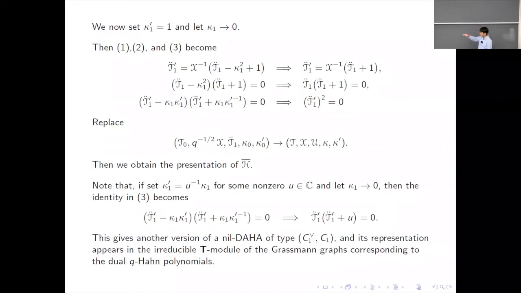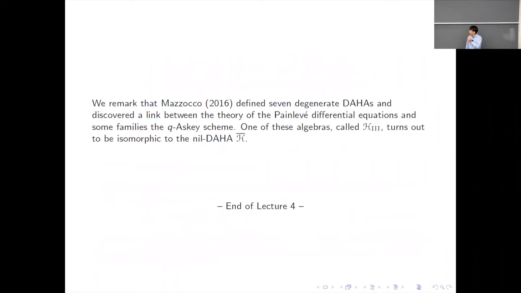And actually this representation is suitable for the irreducible Terwilliger module for the Grassmann graphs. That situation corresponds to the dual q-Hahn. So I will show this nil-DAHA version tomorrow. But anyway, we can make many nil-DAHAs from the ordinary DAHA. And I also give one more remark.